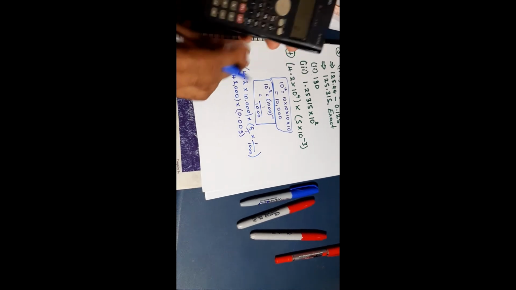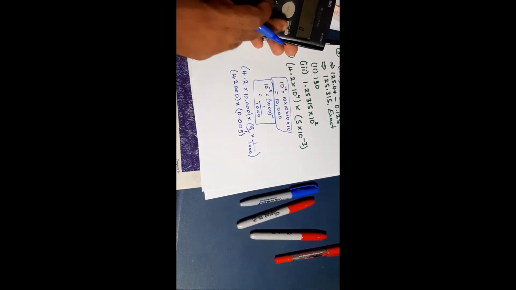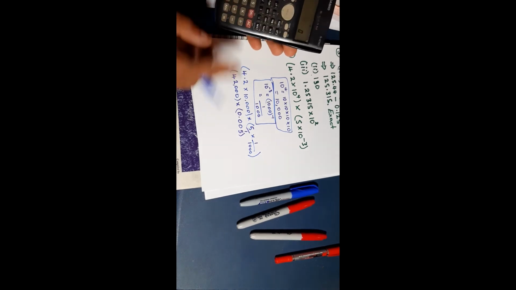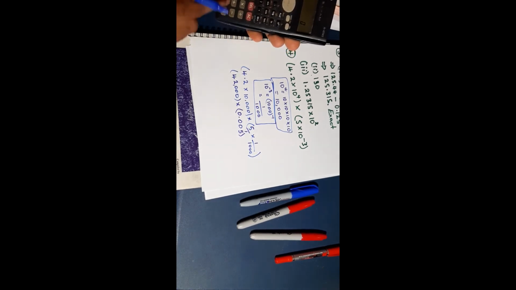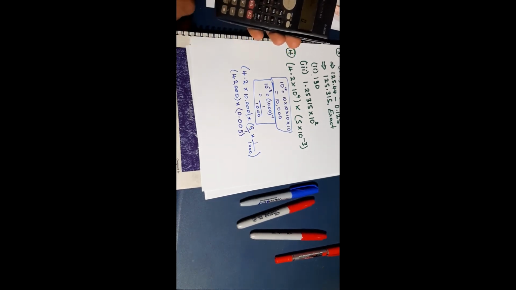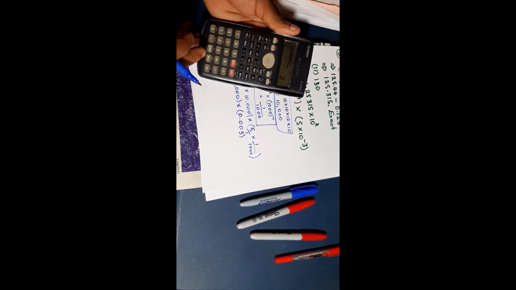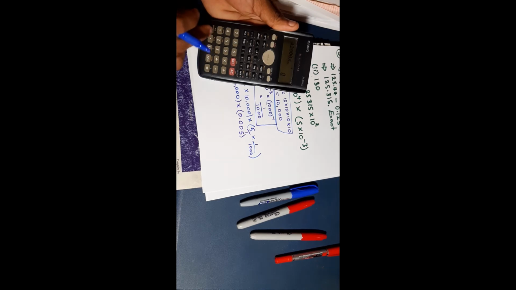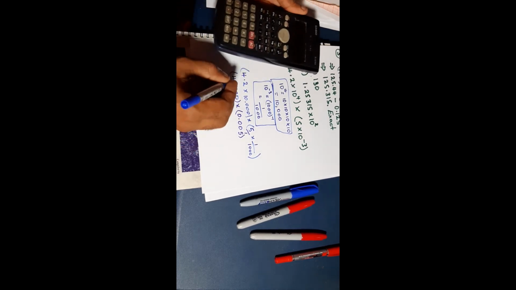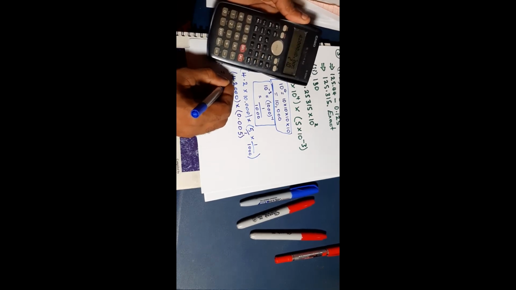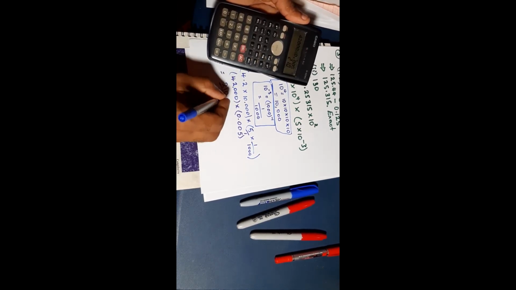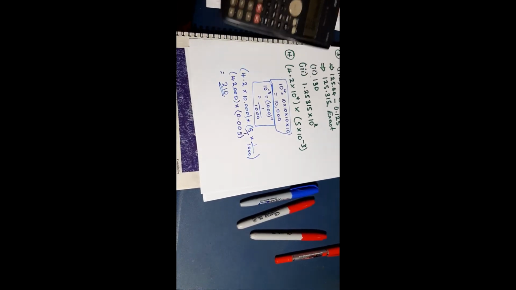Then if we use our calculator, I could have also solved it in different ways, but I'm just using my calculator. So 42,000 times 0.005, that's going to give me 210. So 210 would be our answer for this one.